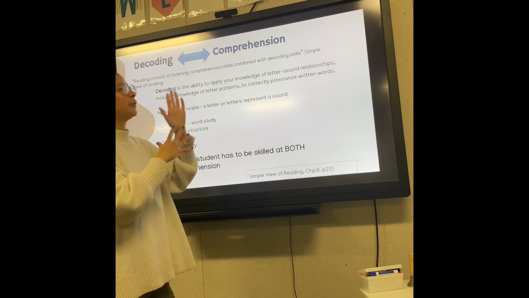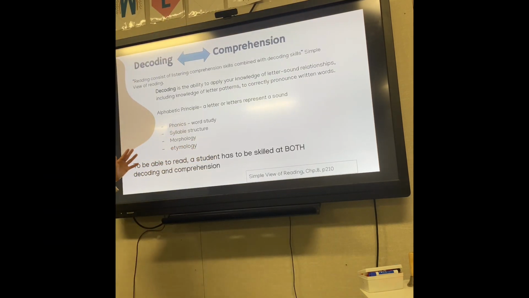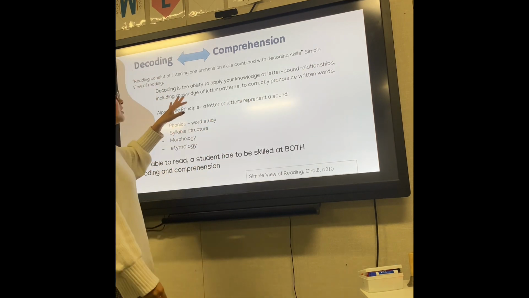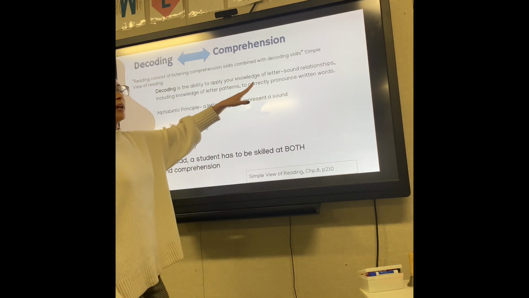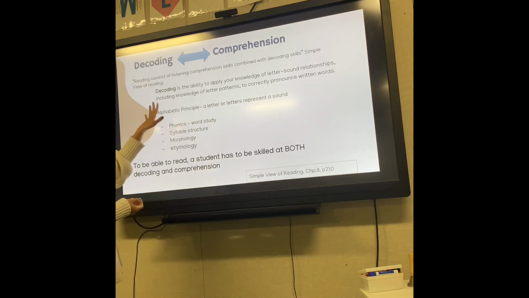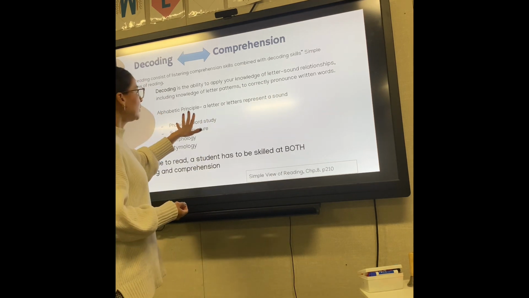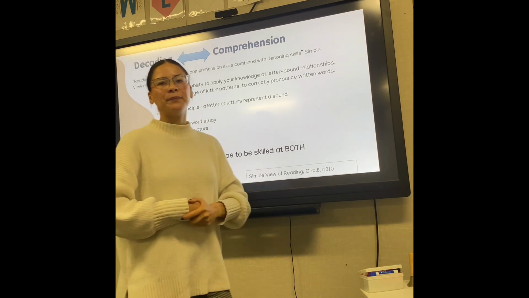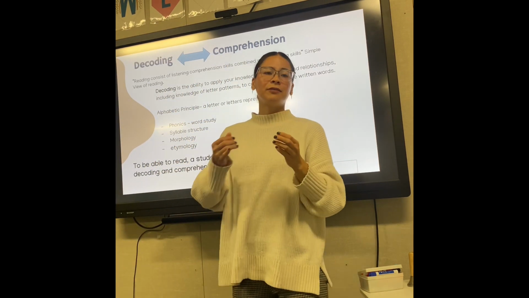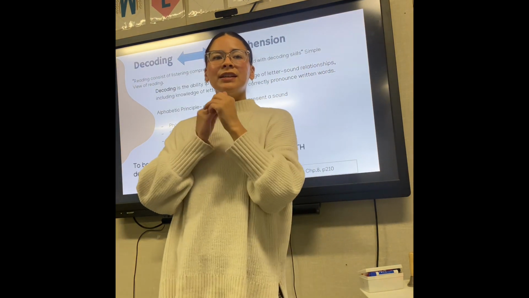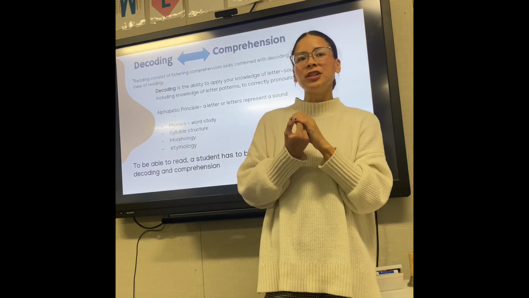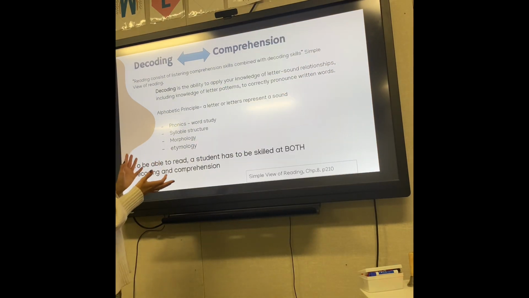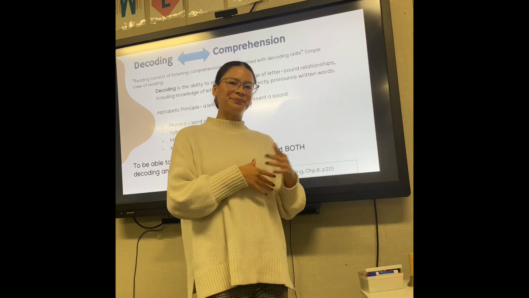And this is from the simple view of reading. Decoding is the ability to apply your knowledge of letter-sound relationships, including knowledge of letter patterns, to correctly pronounce written words. This also includes the alphabetic principle, a letter or letters that represent a sound. What those consist of is phonics, so word study, syllable structure, morphology, etymology. To be able to read, a student has to be skilled at both decoding and comprehension.